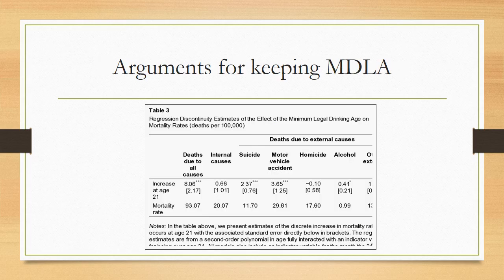The greatest cost to the individual of an additional drink is that it increases their risk of dying. The estimate in Table 3 suggests that if the drinking age were lowered to 18, there would be an additional 8 deaths per 100,000 person years for the 18 to 20 age group.